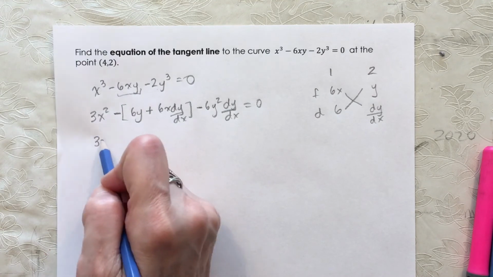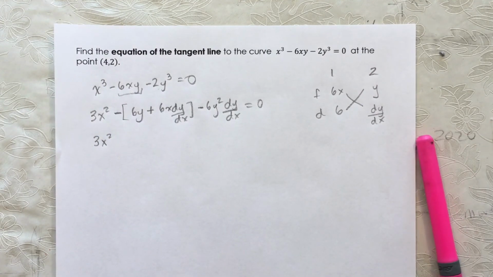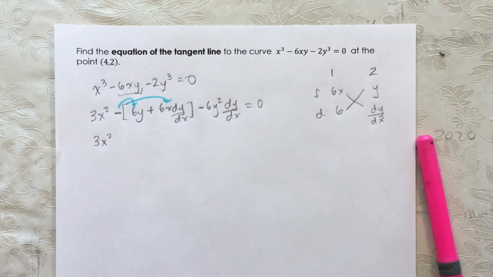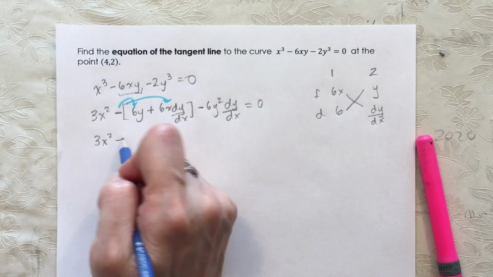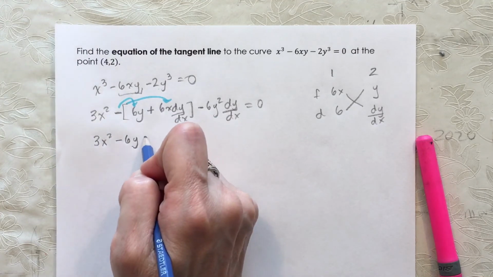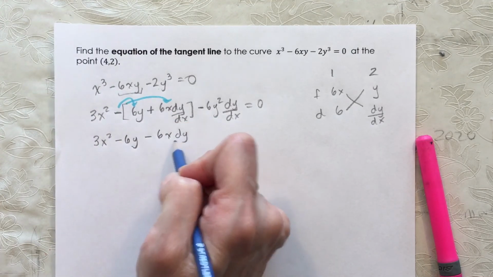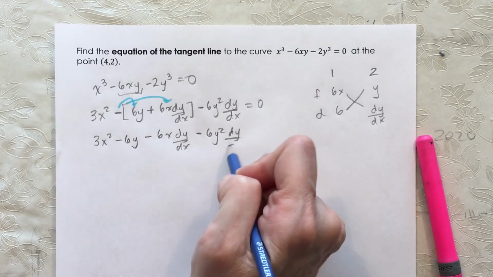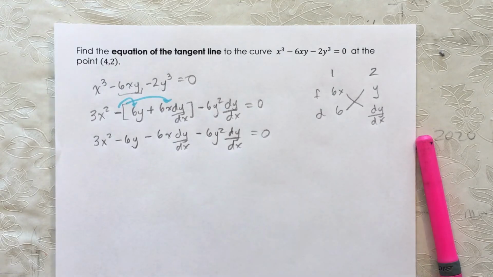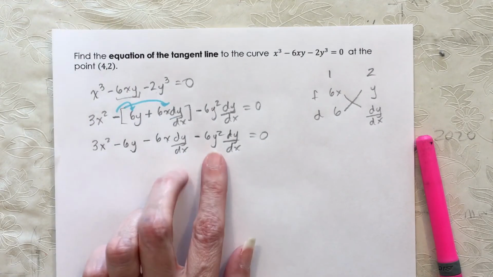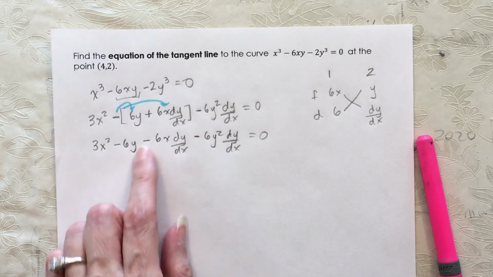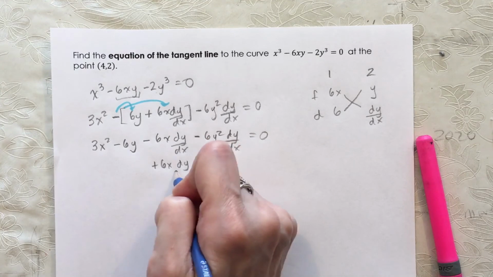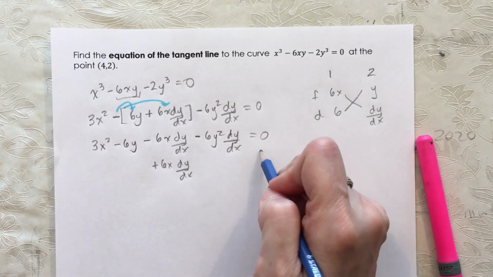Okay, so then expanding out this negative, we're going to get minus 6y minus 6x dy by dx minus 6y squared dy by dx equals 0. So normally I keep the dy by dx terms on the left side, but since I see they're both negative, I think I'm going to bring them to the right side instead to make them positive.